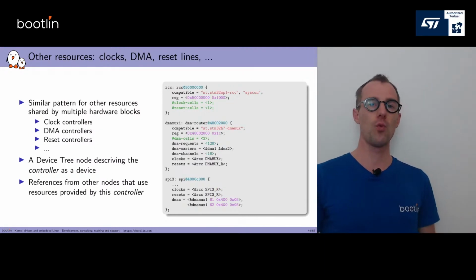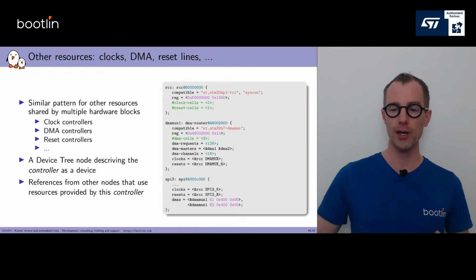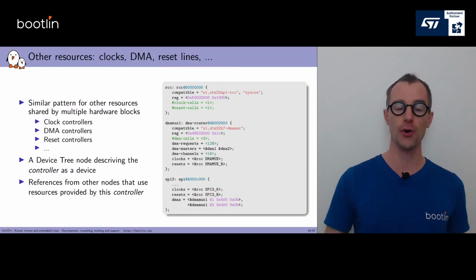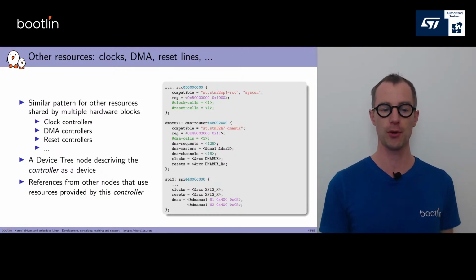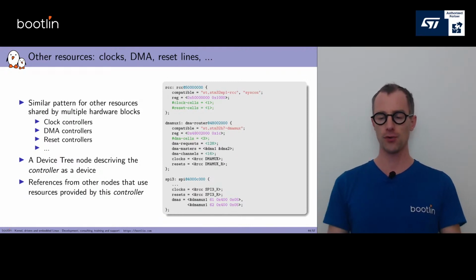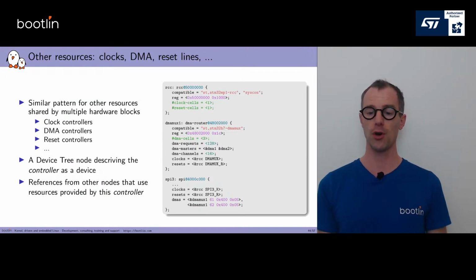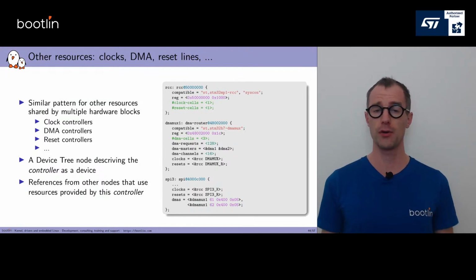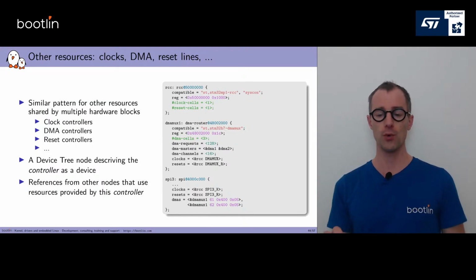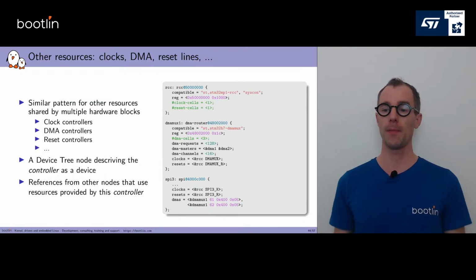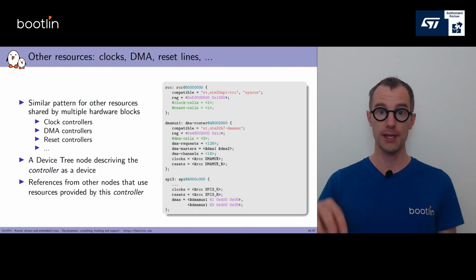And this way of representing the integration and connection of hardware blocks between each other is really a pattern that we see for all the other resources that you can have in a system on chip, for clock controllers, DMA controllers, reset controllers, and so on. And I've chosen to illustrate that briefly with the example on the right side. At the very bottom, you have an SPI controller. It has a bunch of properties, but the ones I would like to focus on are the clocks, resets, and dmas properties.